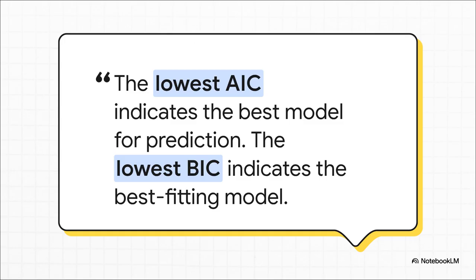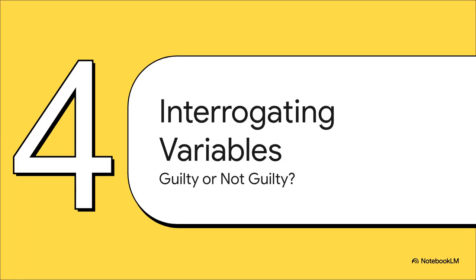The model with those 4 factors has the lowest AIC and the lowest BIC. What that's telling us is that it hits the sweet spot. It's got great predictive power, but it's not overly complicated. We've found our prime suspect. But we're not done yet.